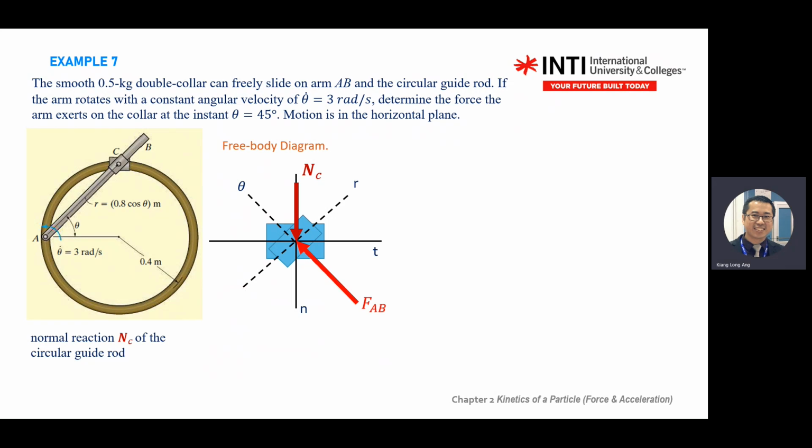Then there's a force from your AB, force AB, the arm AB. This one will be pointing in this direction. Why is it this way? Because this is the arm, always normal, or 90 degrees, to that point. Right, this is the point. So it's 90 degrees to this pin here. All right, so F_AB.